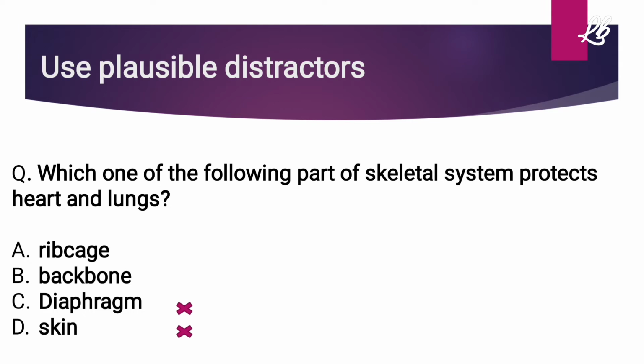Use plausible distractors. The purpose of the alternatives is to distract the students so that the options should be believable and reasonable. Options that are implausible don't serve as distractors, as in this case, diaphragm and skin are not the parts of skeletal system. So a student who has some idea about the parts of skeletal system has to choose only between two options and not four.